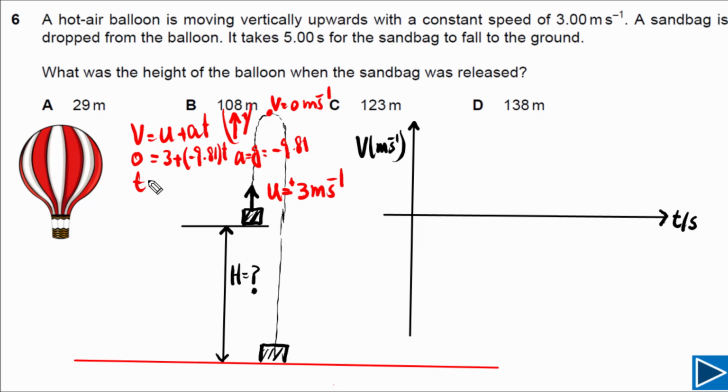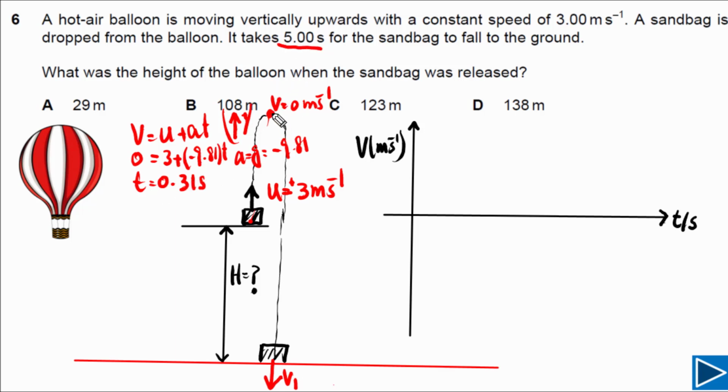So the value of t we can find out, the time taken from the point of release to maximum height, will be equal to 0.31 seconds. Now we understand at this point velocity is equal to 0. If we need to find the velocity when it hits the ground, let's say that velocity is v1. Now the total time taken is given, that is 5 seconds.